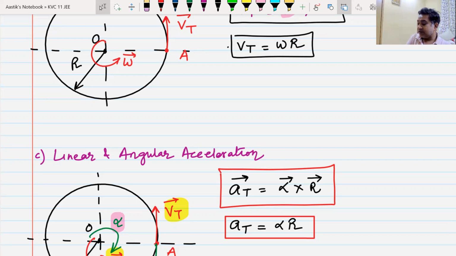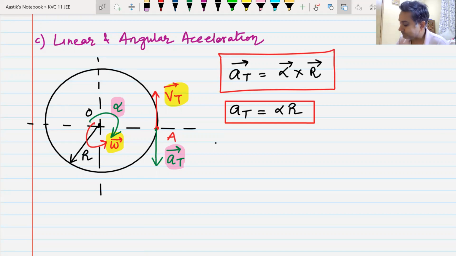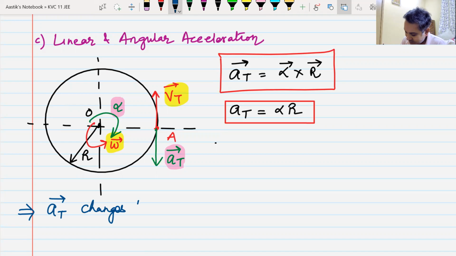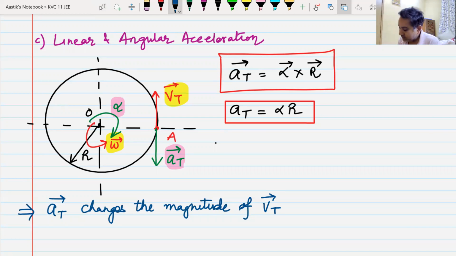Now, if you remember, what is the job of this tangential acceleration? Anyone remembers what tangential acceleration does? What is the job of tangential acceleration? Tangential acceleration changes the magnitude of velocity. Let me write it as Vt so that you understand. AT changes the magnitude of Vt.